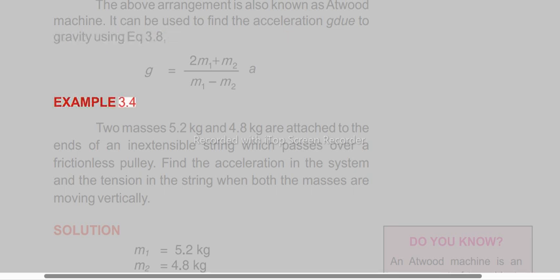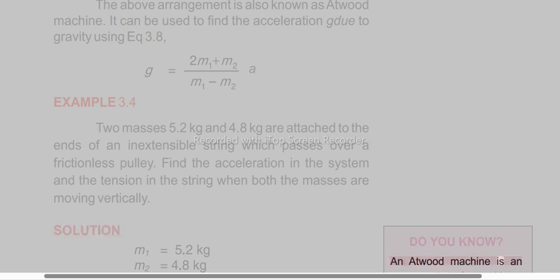Example 3.4. Two masses 5.2 kilograms and 4.8 kilograms are attached to the ends of an inextensible string which passes over a frictionless pulley. Find the acceleration in the system and the tension in the string when both the masses are moving vertically. Solution: do you know?